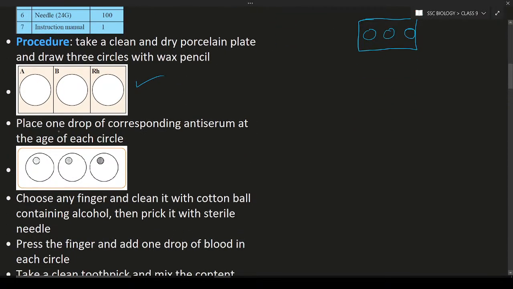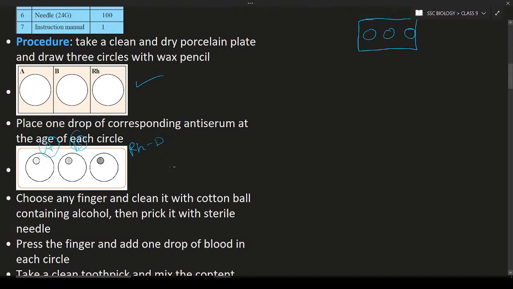So in the first circle we have to add antisera A, in the second circle we have to add antisera B, and in the third circle we have to add antisera RHD. It means to the edge of the circle we have to add one drop. So one drop from each bottle we have to add.